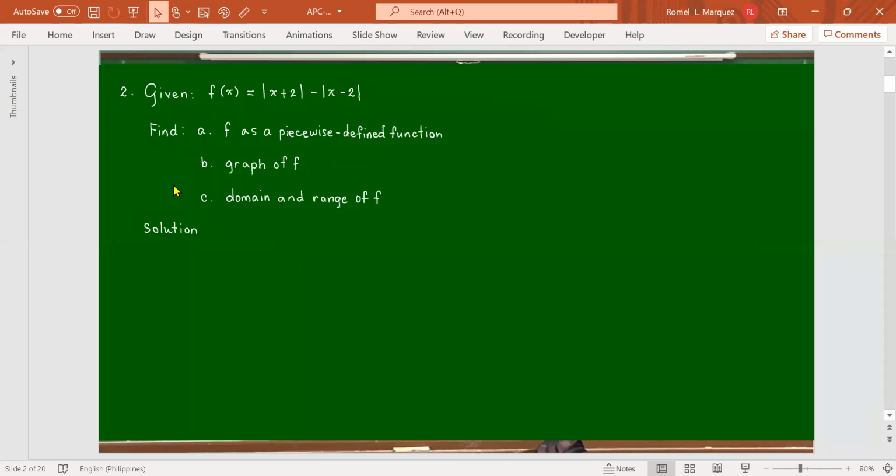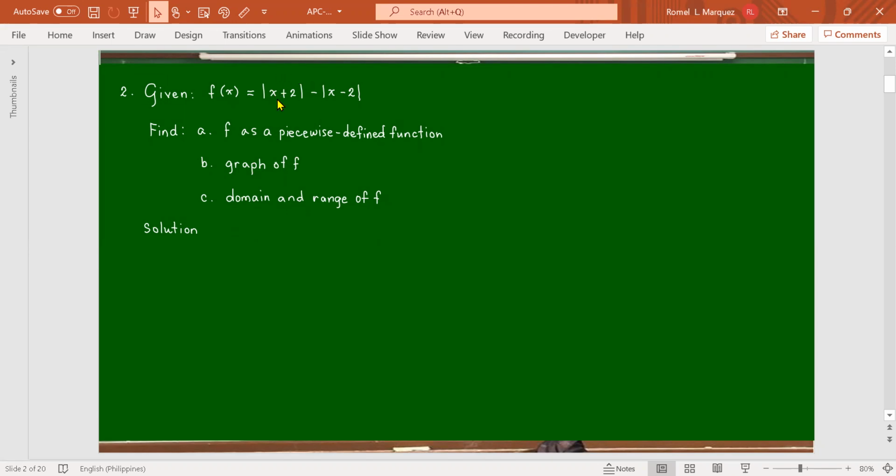What about this number 2? Given f of x equals the absolute value of x plus 2 minus the absolute value of x minus 2. We are asked to find f as a piecewise defined function. Letter B, the graph of f, and then letter C, domain and range of this given function.